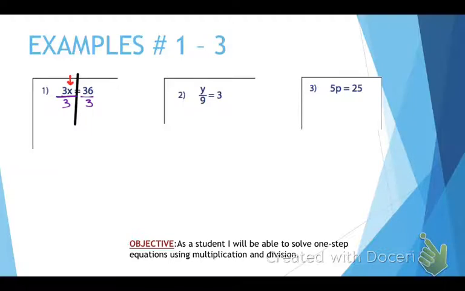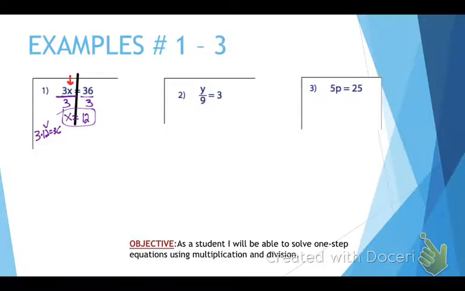Now, 3 divided by 3 is just 1, so we don't even put it there because 1x is just x. So you have x equals, and 36 divided by 3 is 12. And that's our answer. Now we need to double check it. Does 3 times 12 equal 36? Yep, sure does. So that's our answer.